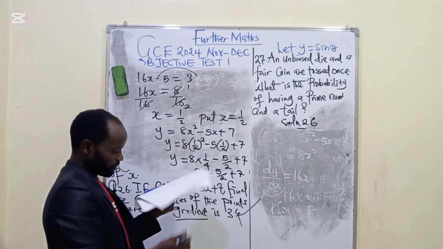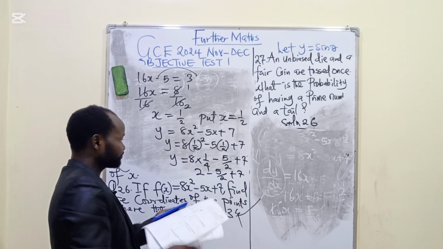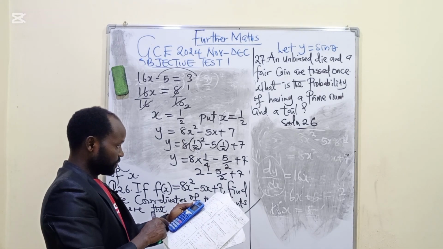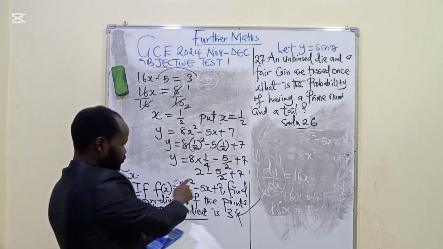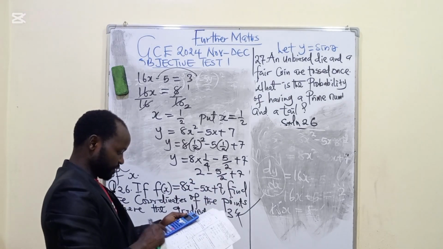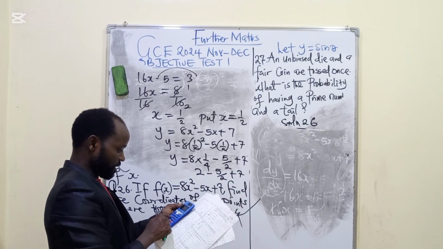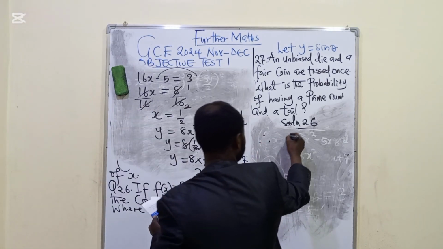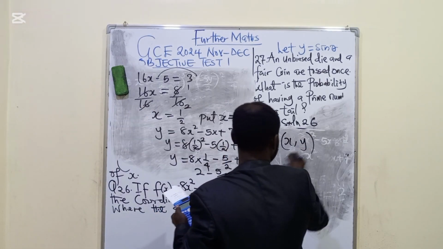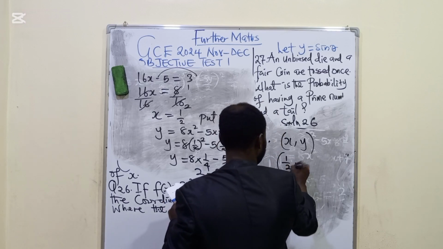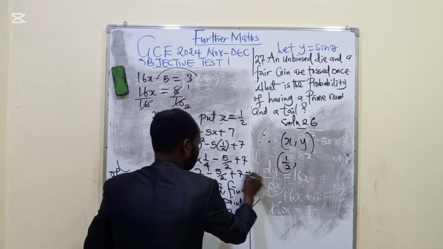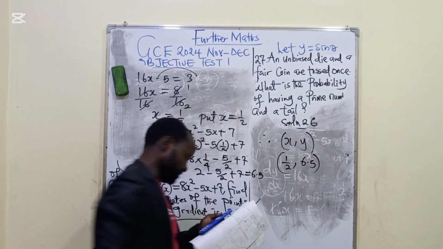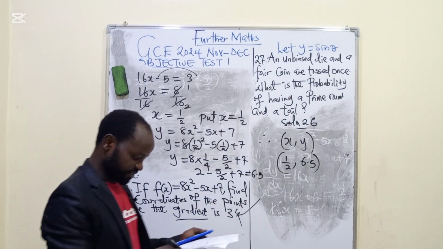Let's use our calculator now. At this point, 5 divided by 2, that's 2.5. So we add 2 plus 7 is 9. 9 minus 2.5, that will be 6.5. We conclude, therefore, the x, y coordinate now will be half, 6.5. So that's the solution to question 26.